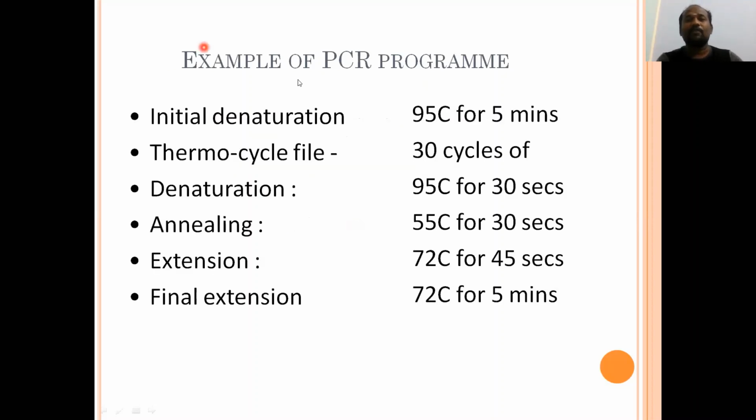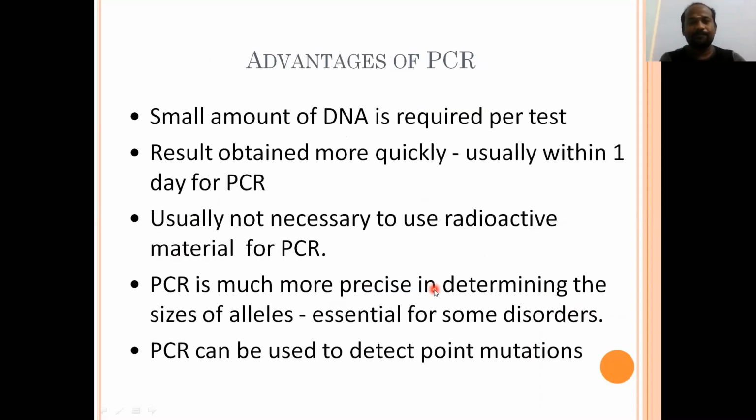This is an example of a PCR program. Initial denaturation should be 95 degrees Celsius for 5 minutes. For 30 cycles, we may have denaturation at 95 degrees Celsius for 30 seconds, annealing at 55 degrees Celsius for 30 seconds, extension at 72 degrees Celsius for 45 seconds. Finally, the final extension or holding time should be 5 minutes at the same 72 degrees Celsius.